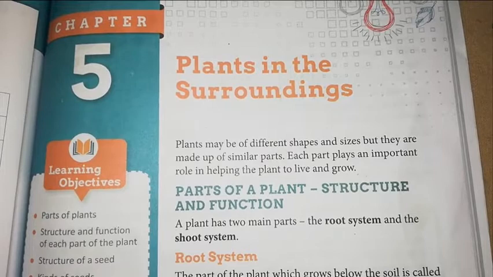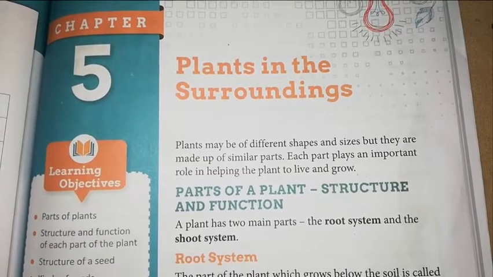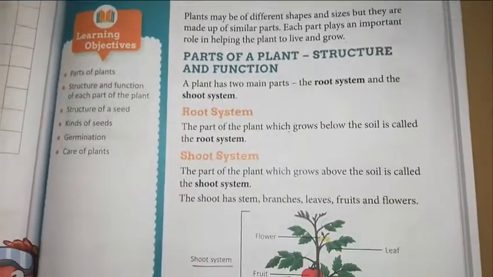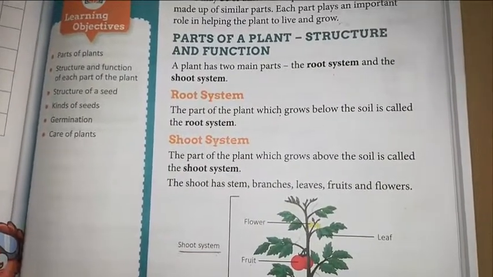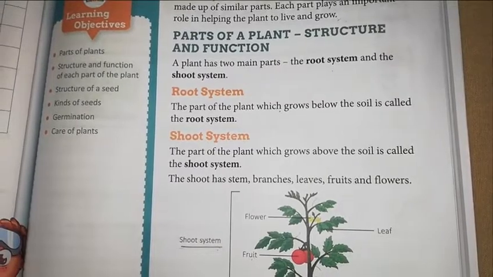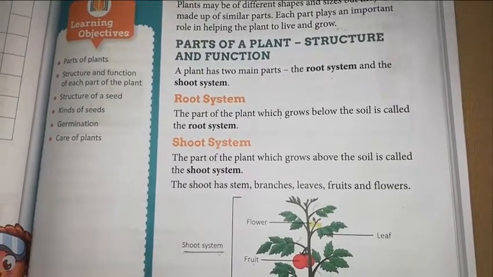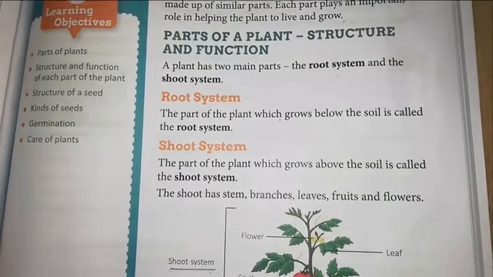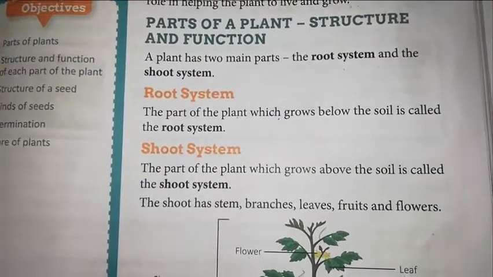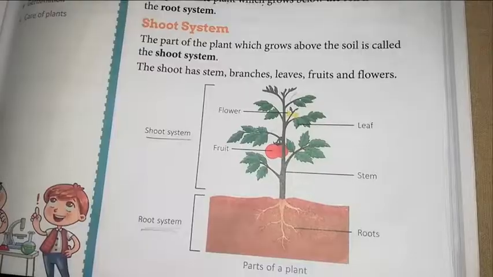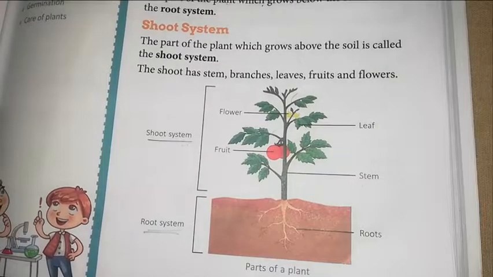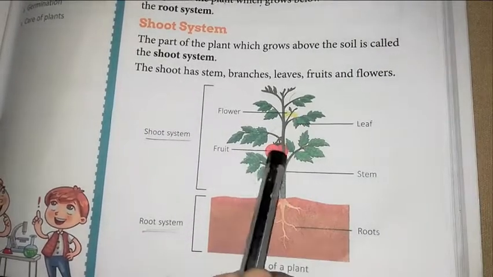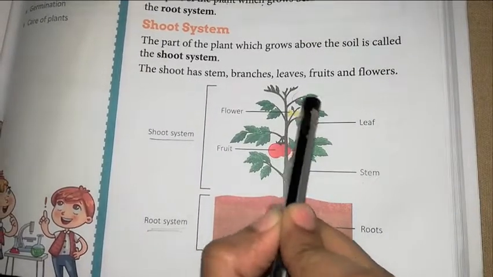Last day we have studied about parts of plant, that is root system and shoot system. What is root system? The part of the plant which grows below the soil is called root system, and the part of the plant which grows above the soil is called shoot system. The shoot consists of stem, leaf, flower, fruit and branches.